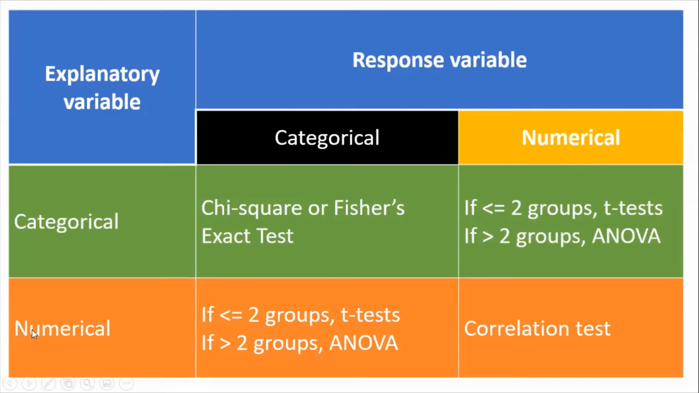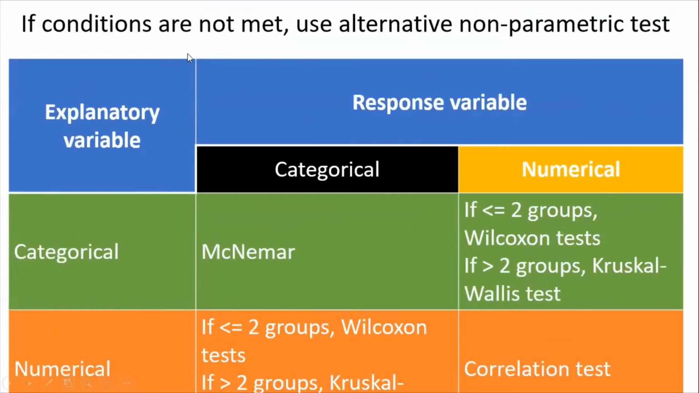And then the same here. When you have two numerical variables, you use a correlation test. So when the conditions for each test are met, then you can use these tests accordingly. But what if the conditions required for the central limit theorem or each test are not met? Then we use an alternative non-parametric test, or alternative test.